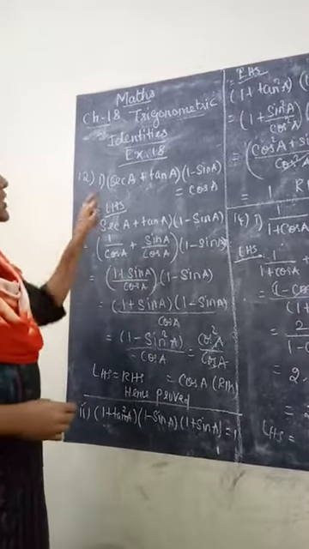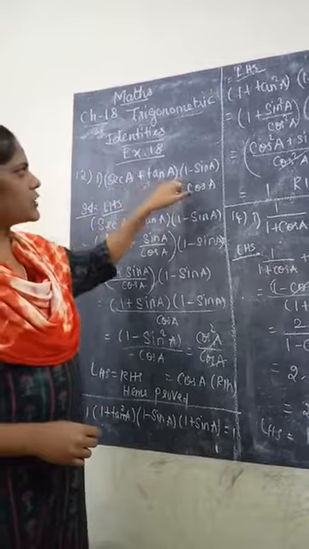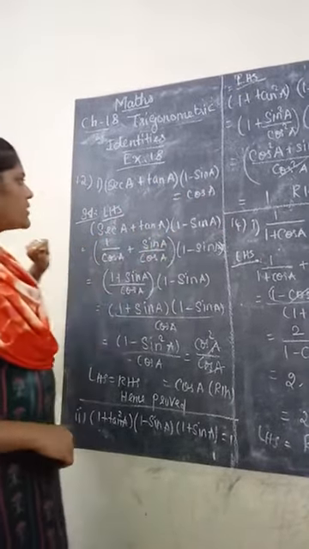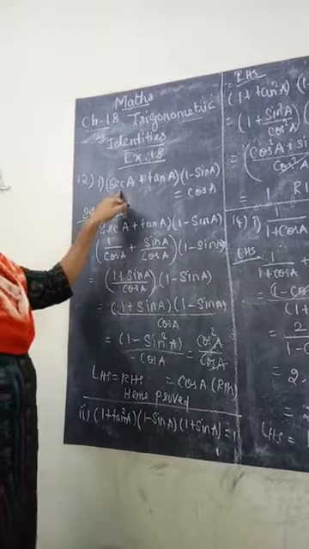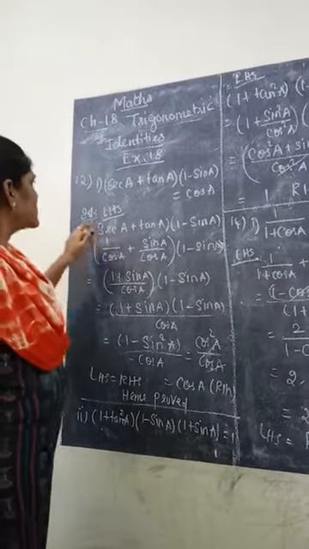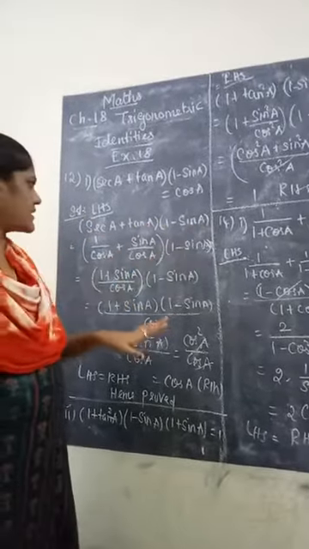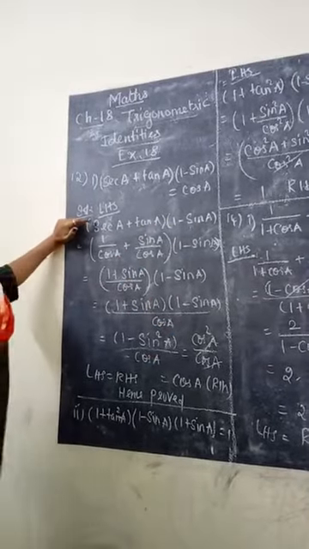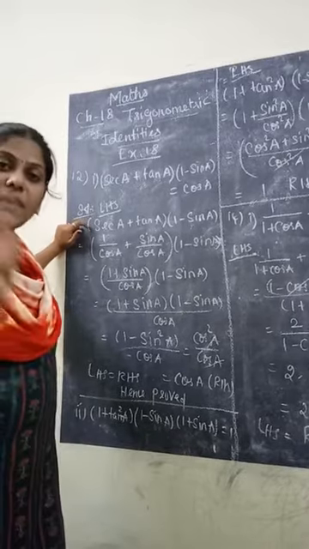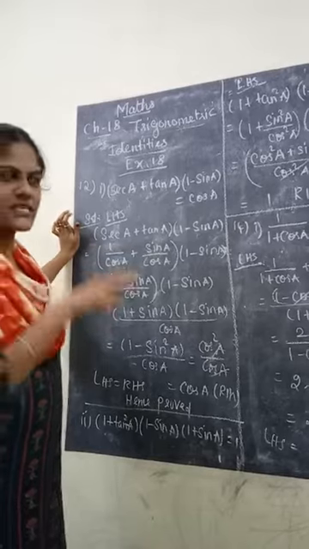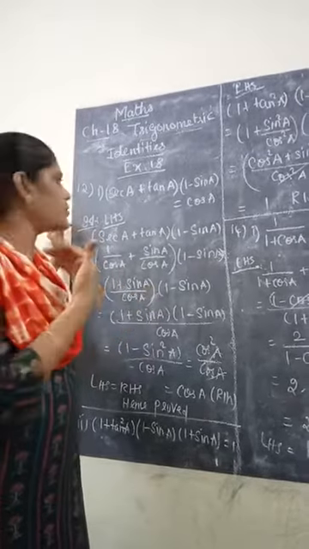We need to prove (secant A plus tan A) into (1 minus sin A) is equal to cos A. Okay, how we prove this? Listen. First, I will take the left hand side. So what is left hand side? (Secant A plus tan A) into (1 minus sin A). In previous video, I mentioned what are all the identities, what are all the conditions we are going to apply in this chapter. That condition only we need to use here.